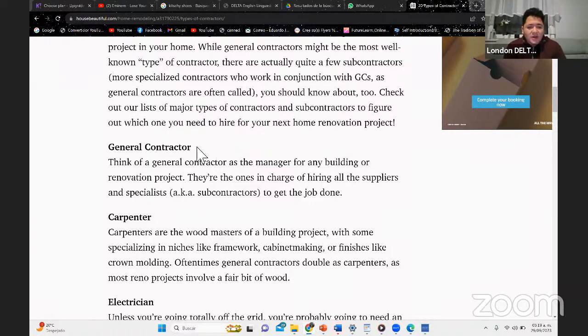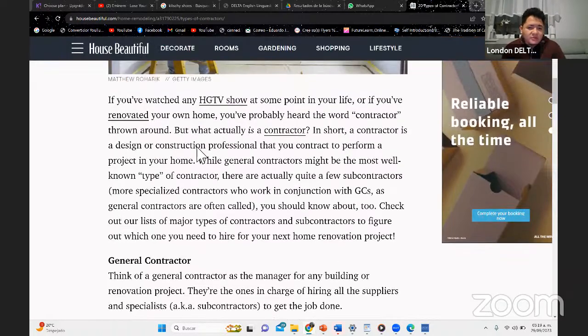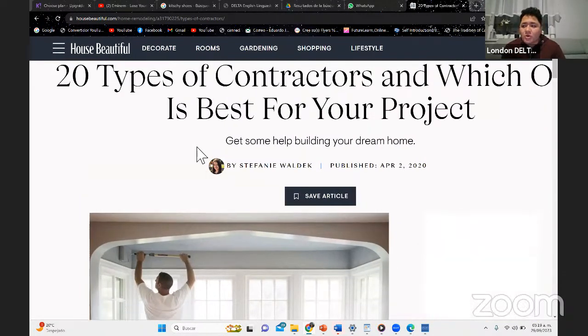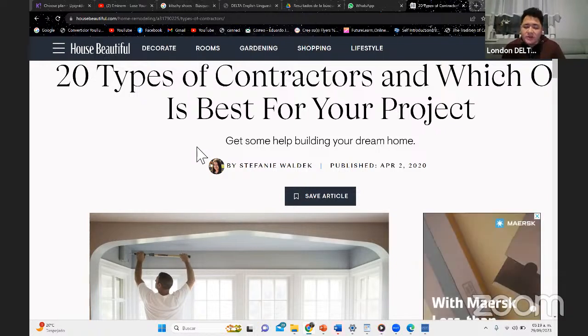Okay. This translation, contractor, can be like un contratista, right? It's like someone who works, digamos, bajo honorarios, right? So they are hired by companies, they are hired by people, and they do their job.